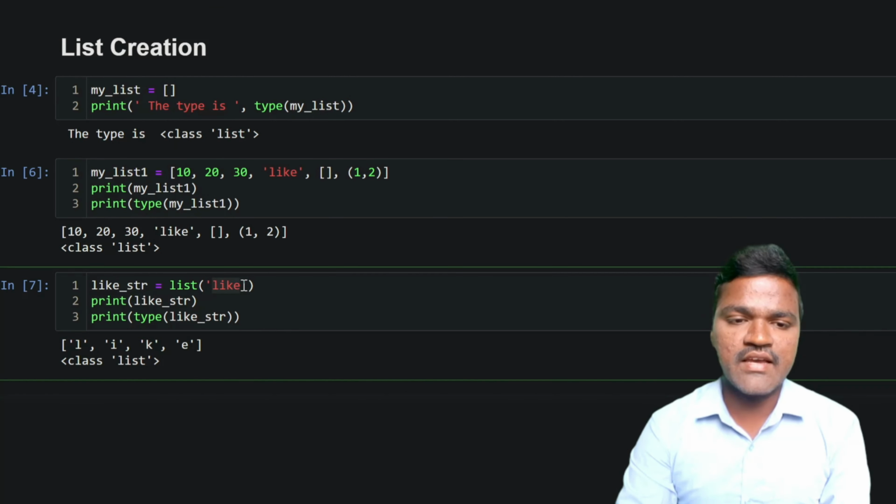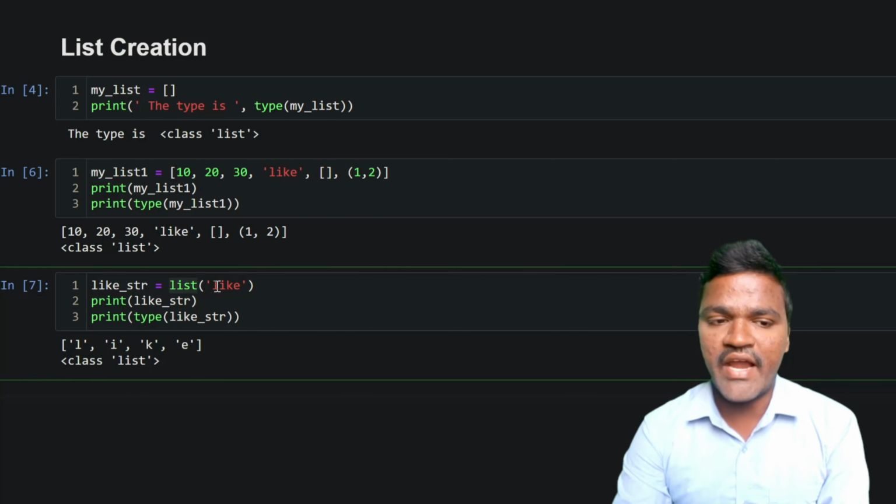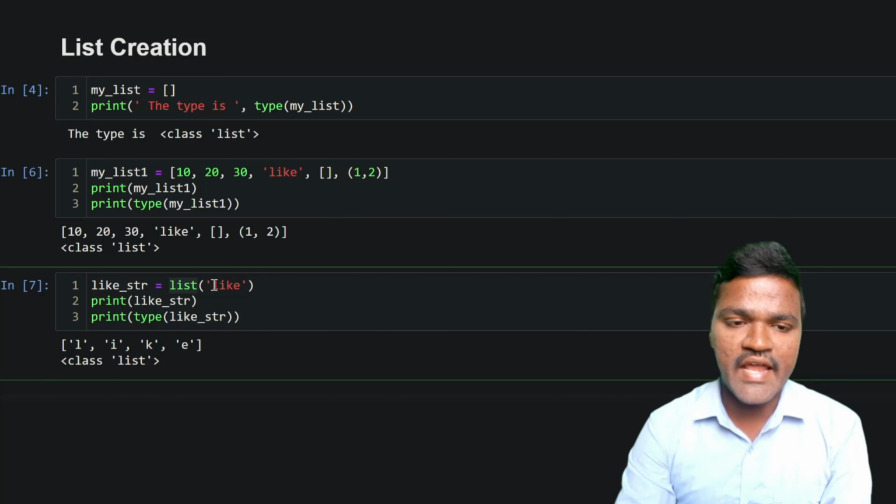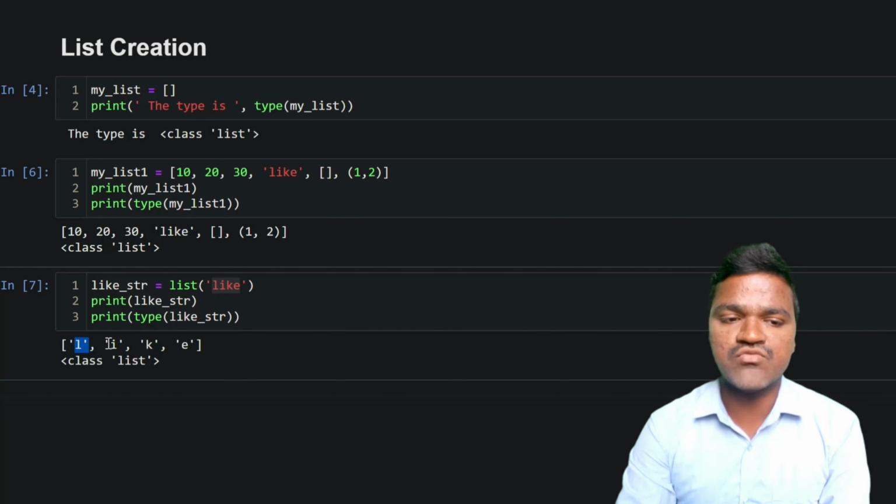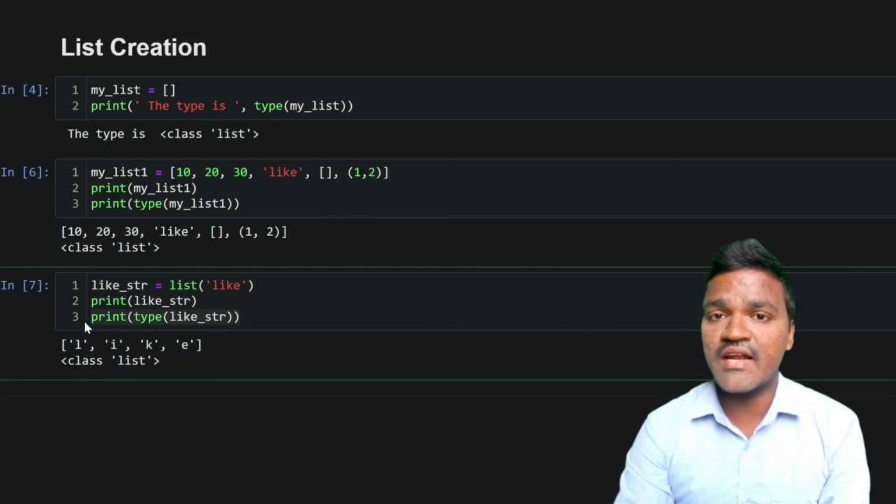This string is placed inside a list, character by character. By default, list takes element by element from an iterable, so each character is considered as an element. For that reason, we have L as one string, I as one string, K as one string, E as one string. After that, when we print the type of this, we get the type which is list.